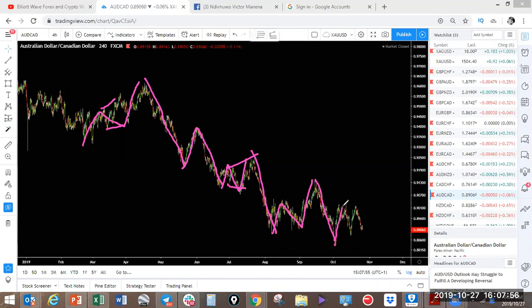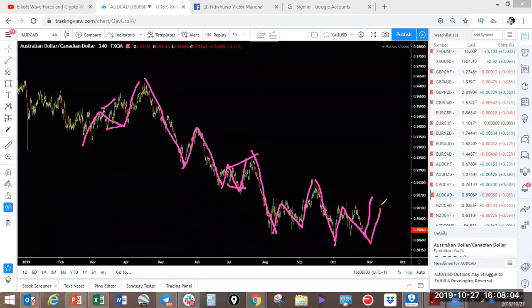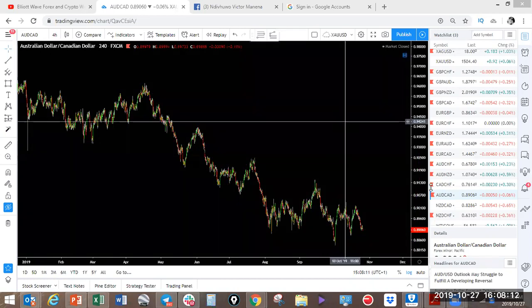Now again here, you're expecting 1, 2. Even if this is going to make a move here, or if it's going to reverse here, it's still a 3 wave back. What are you going to expect? A drop before going up. So that's what we're looking at on Audi CAD.